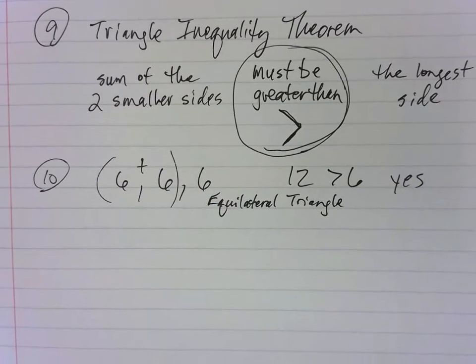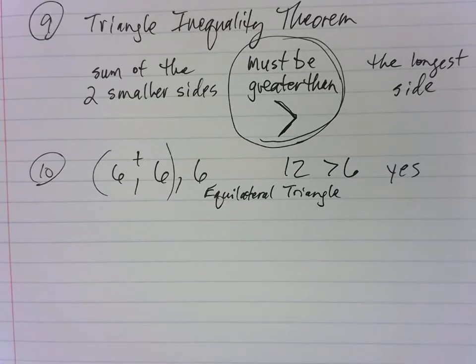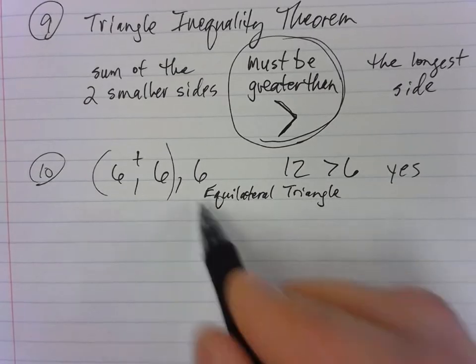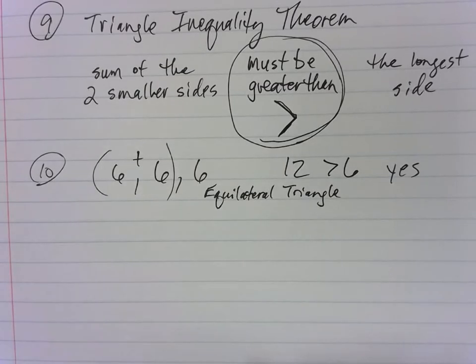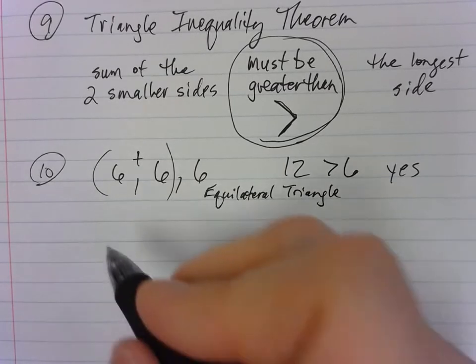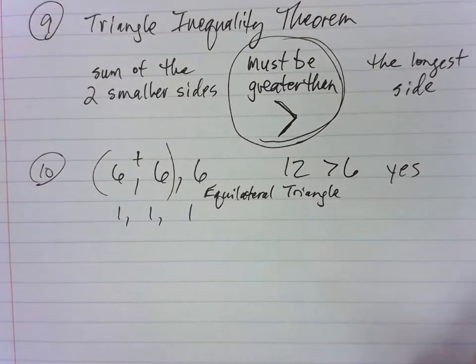A 1, 1, 1 is going to be an equilateral triangle. A 3, 3, 3 is an equilateral triangle. If it has three of the same measurements, yes, it's going to be a triangle. It's going to be an equilateral triangle because it's all going to be the same. All right, so 1, 1, 1, that's equilateral.